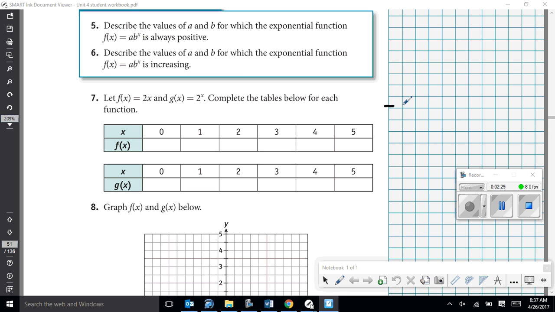So an increasing function looks like that. From left to the right, it's increasing. So that would be an increasing function. How else could it be increasing? Is that the only way? No, if it was linear, it would be a positive slope. So is this increasing? Yes. So what has to be true about a and b if we're looking for an increasing function?